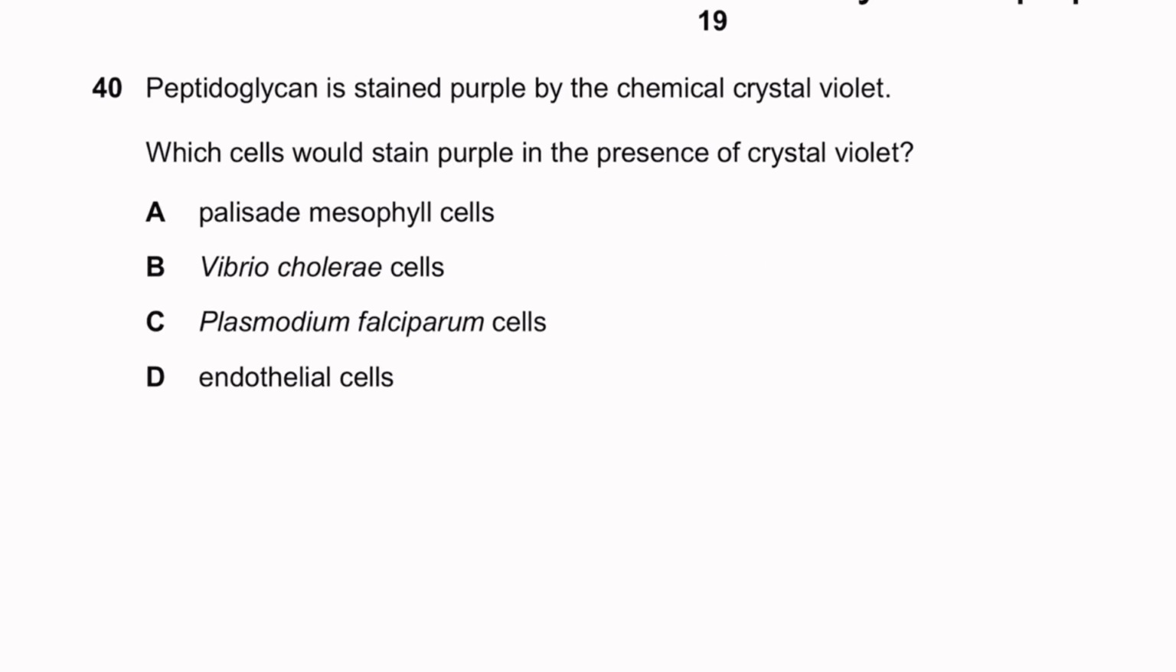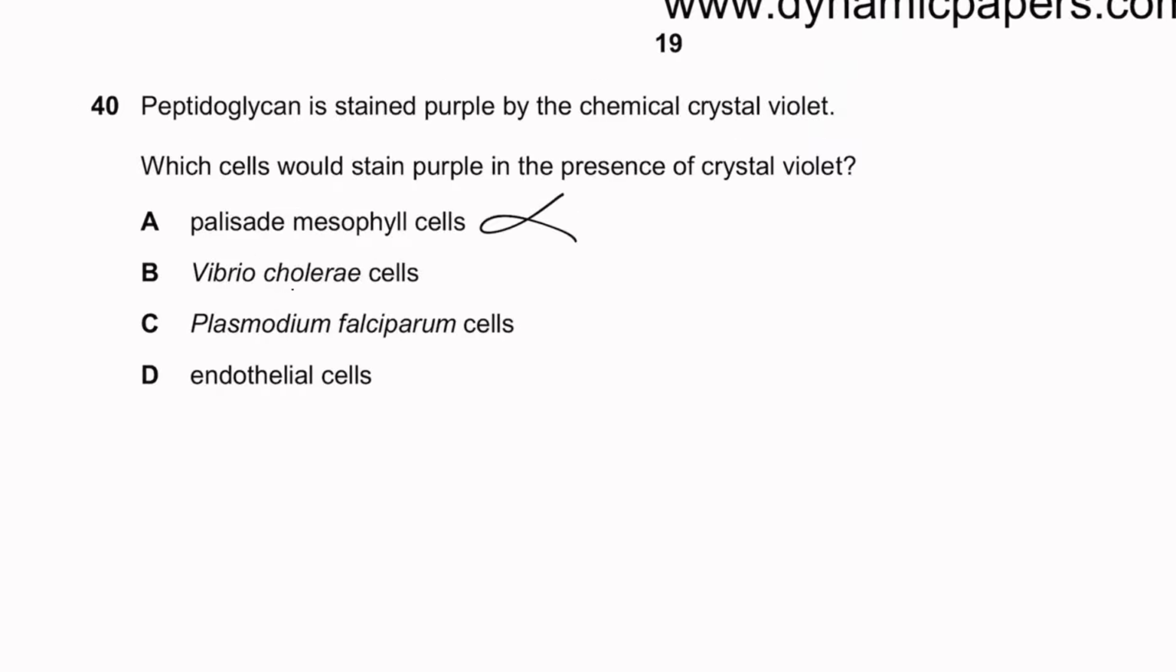Peptidoglycan is stained purple by a chemical crystal violet. Which cells would stain purple in the presence of crystal violet? Okay. Peptidoglycan is stained purple, meaning we need a bacterial cell. Is it palisade mesophyll cells? It's a plant cell. Vibrio cholerae, of course, Vibrio cholerae are bacteria. Plasmodium falciparum. Plasmodium falciparum is a species of Protoctist, therefore that is wrong. Okay, and endothelial cells, okay, therefore that's B.